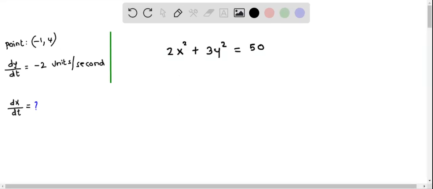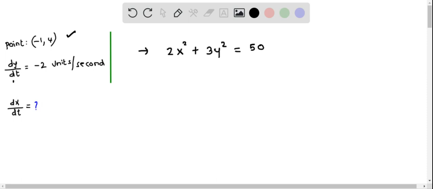In this question, we are given that the particle is moving in the elliptical orbit described by this equation, that is 2x squared plus 3y squared equals 50. And when the particle passes through the point negative 1 comma 4, its y coordinate is decreasing at the rate of 2 units per second.